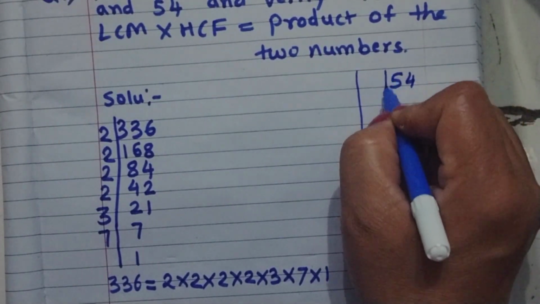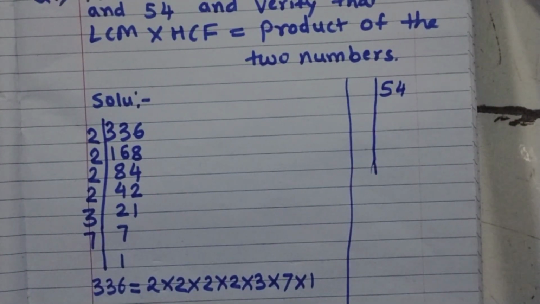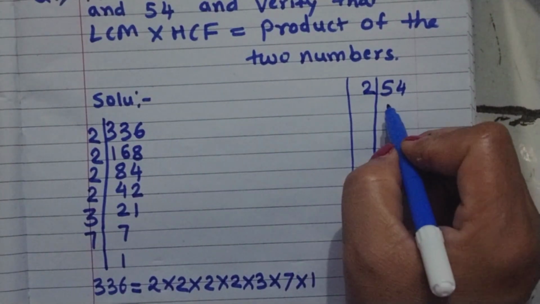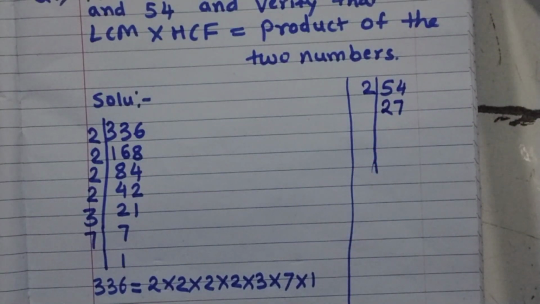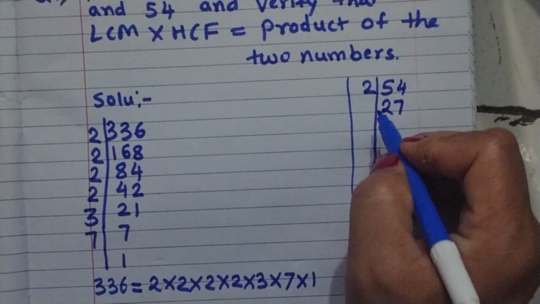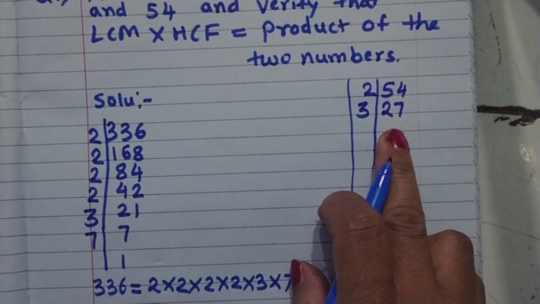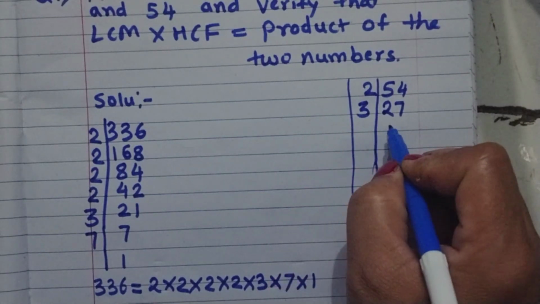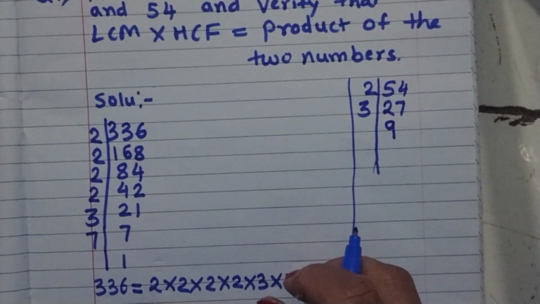Now we do prime factorization of 54. For this we write 54, draw vertical line. Now we start from smallest prime number. Smallest prime number is 2. When 54 is divided by 2, we get quotient as 27. We write 27 below 54. Now again we start from 2, but division is not possible with 2. So next prime number is 3. Division is possible with 3. So when 27 is divided by 3, we get 9 as quotient. We write 9 below 27.